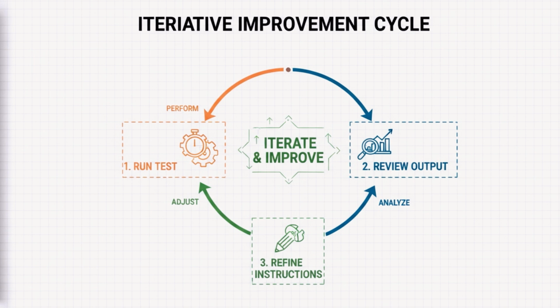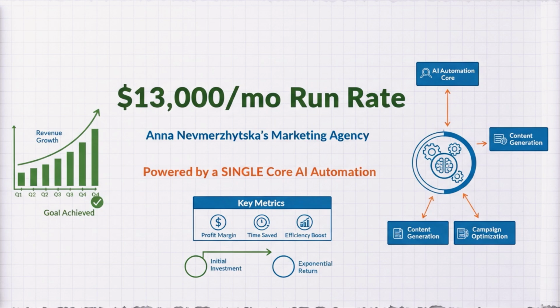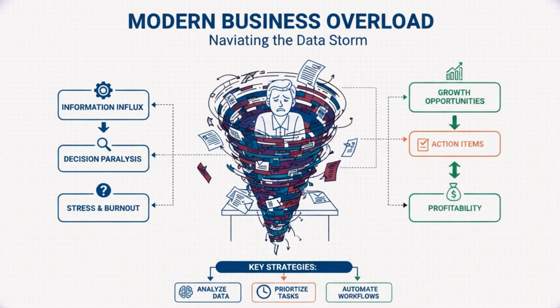And you don't need a dozen of these agents to transform your business, you just need one that does a critical job perfectly. Take the story of Anna Nevmerzitska. She built a marketing content agency from scratch, and her entire operation was built around a single core AI automation. Just one. The result? Starting from zero, her new agency hit a run rate of $13,000 a month within just 2 months. That's the power of having one perfect employee instead of a dozen mediocre tools.